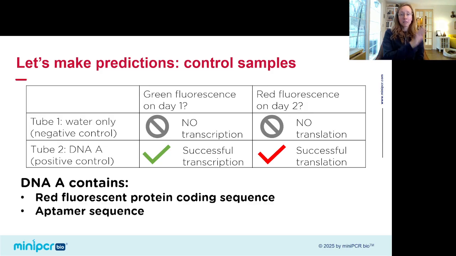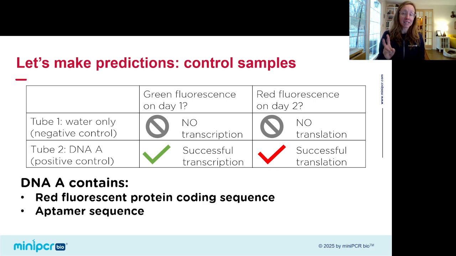Okay, these are our control samples. And before I move on from this, I just want to point out two great things about the inclusion of these control samples in our experiment. So one, you can use them to introduce students to good experimental design. What are controls? Why do we use them in an experiment? What do they tell us? So that's a great addition to this lab.